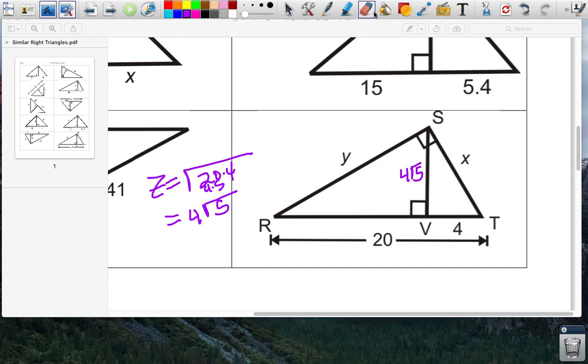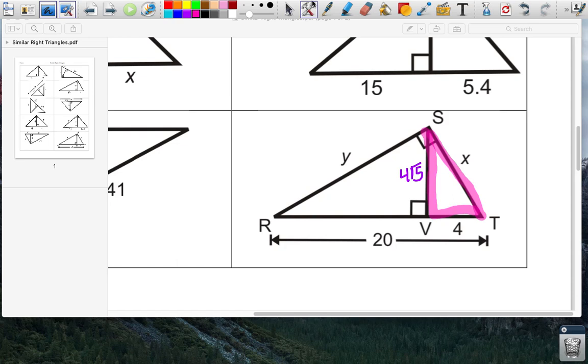Now you're free to do whatever you want. Let me highlight this. If I want to highlight this triangle, I'm going to work this out, because I have two of the values. So here's my 90 degree angle. I have this value, and I can find x using the Pythagorean theorem.